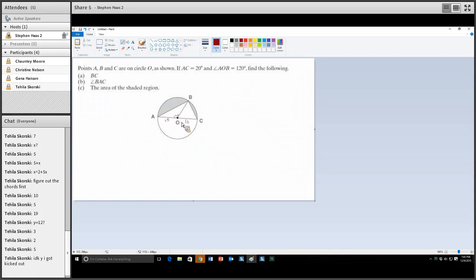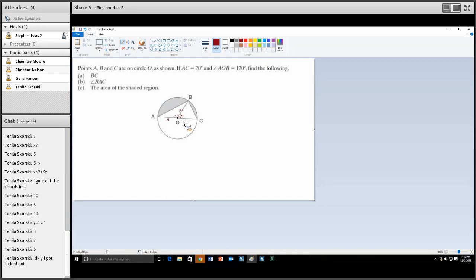Okay, so we have to find BC, it's this segment over here, angle BAC, and the area of the shaded region. Let's start with the easy part. First of all, what is AB? Well, AB, of course, has to also be 10, because all radii of the same circle have to be equal. This is a radius that's 10, this is a radius that's 10, so this radius has to be 10 as well. Now, what does this angle have to be? This angle, of course, has to be 60, because it's a linear pair.